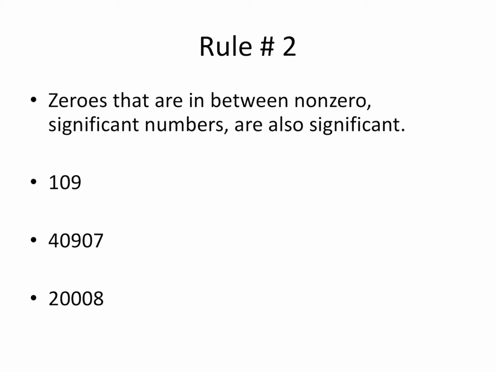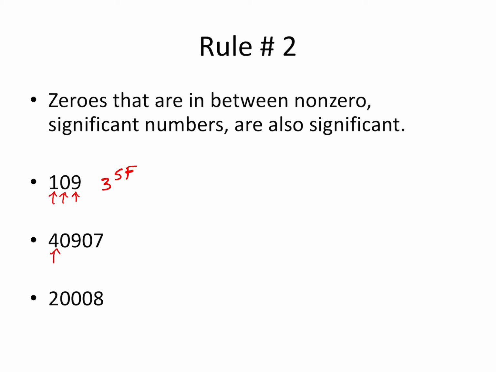Our second rule is the first rule that discusses zeros. If we look at the first example, 109, rule number 1 tells me that the 1 and the 9 are significant. So now the 0 is the question. If a 0 is in between other significant digits, that 0 is considered to be significant. It would be a situation where a measurement is made and a 0 happened to be in the middle of the measurement, or a calculation is made and the calculation generates a 0 in the middle. So this one has 3 significant digits.